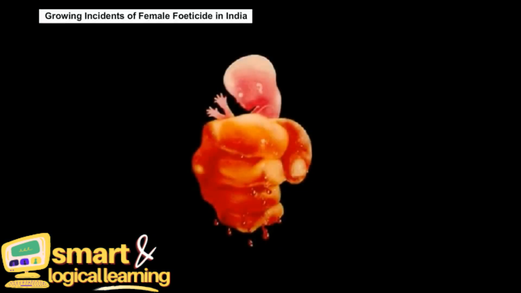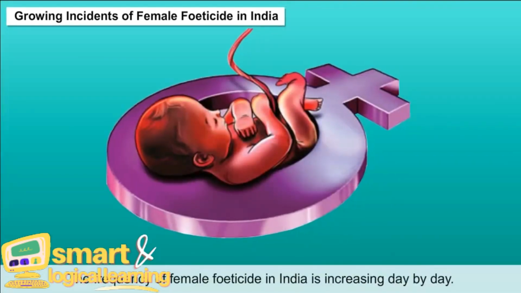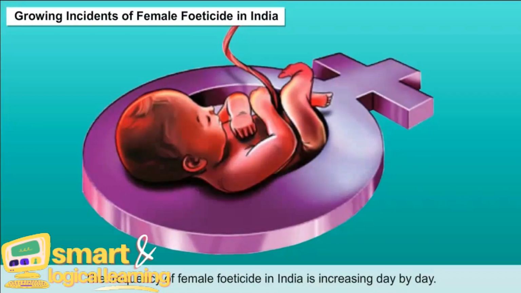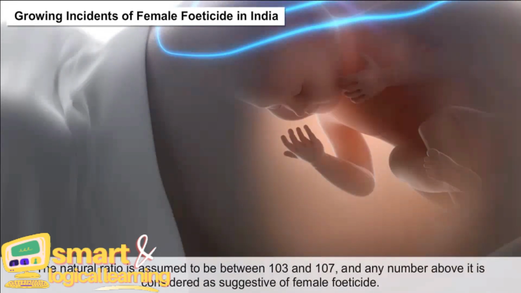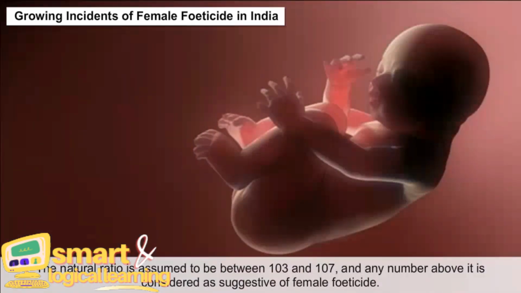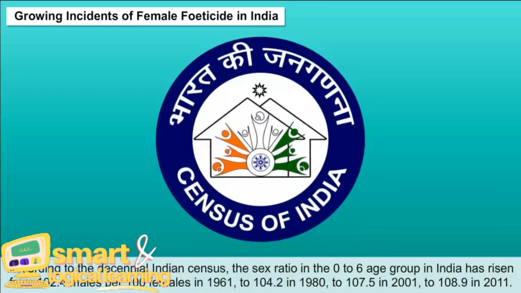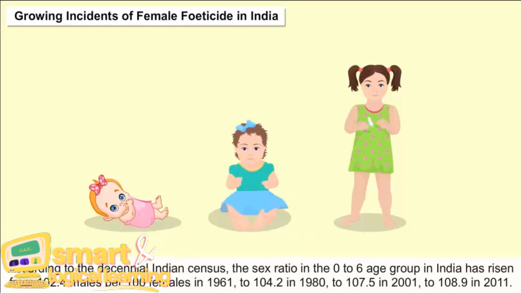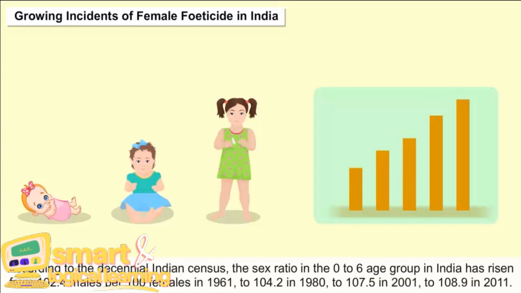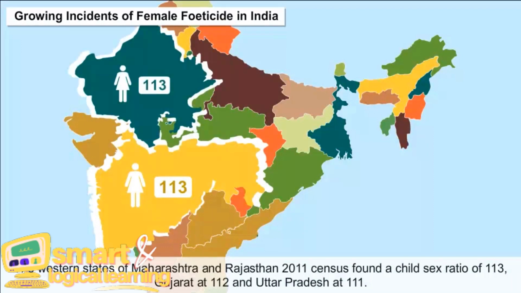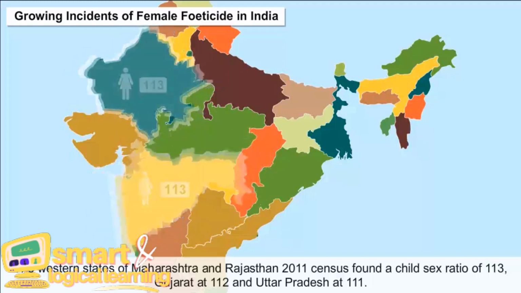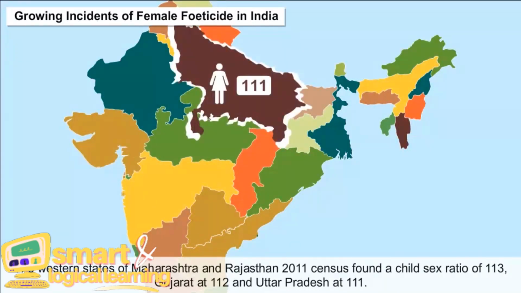Women's health in India. Growing incidence of female feticide in India. The frequency of female feticide in India is increasing day by day. The natural ratio is assumed to be between 103 and 107, and any number above it is considered suggestive of female feticide. According to the decennial Indian census, the sex ratio in the 0 to 6 age group in India has risen from 102.4 males per 100 females in 1961 to 104.2 in 1980, to 107.5 in 2001, to 108.9 in 2011. The western states of Maharashtra and Rajasthan, in the 2011 census, found a child sex ratio of 113, Gujarat at 112 and Uttar Pradesh at 111.